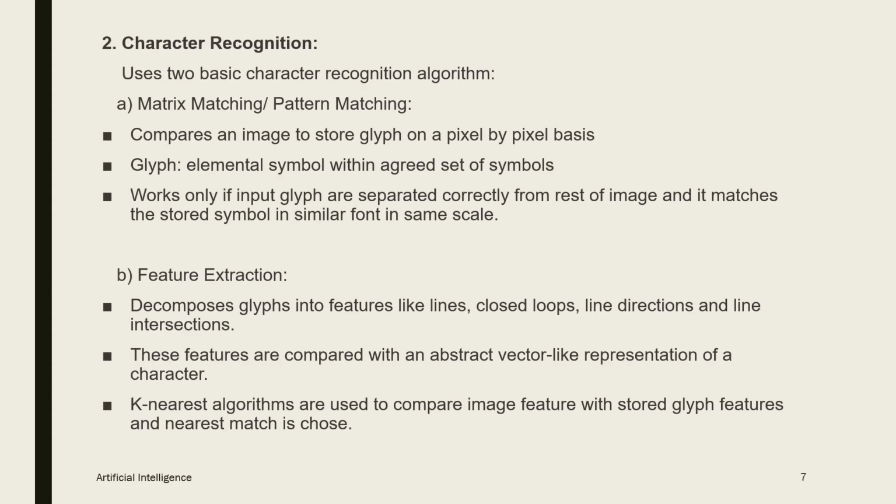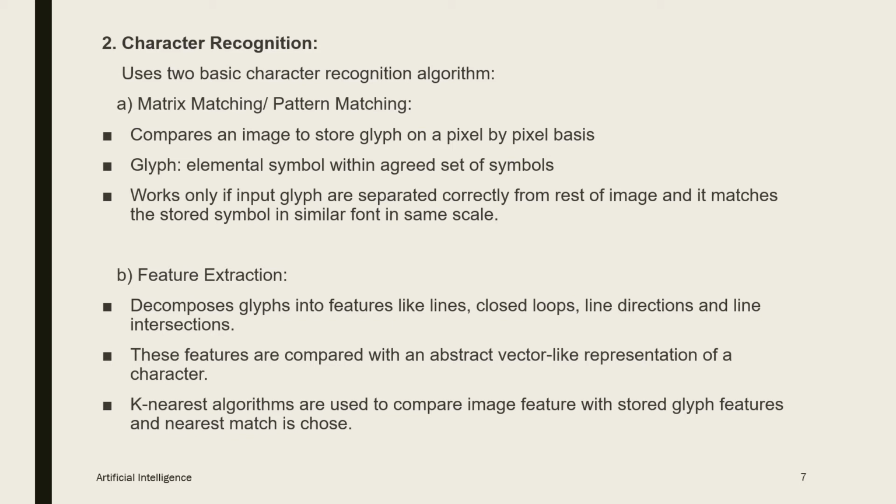Second one is character recognition. It uses two basic character recognition algorithms. First one is matrix matching or pattern matching. It compares an image to stored glyph on a pixel by pixel basis. Glyph means elemental symbol within agreed set of symbols. It works only if input glyph are separated correctly from rest of image and it matches the stored symbol in similar font in same scale.